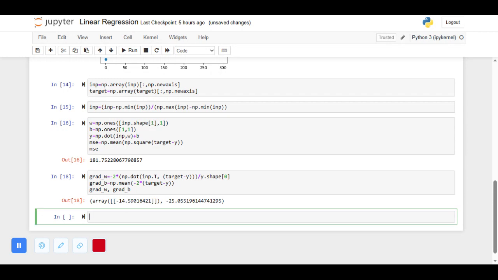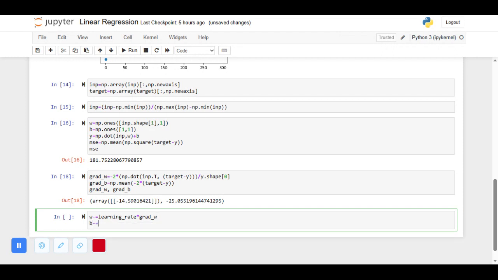After getting this, we will update the weight and bias. We can say w is equal to w minus learning rate times grad w, and b minus equals learning rate times grad b.